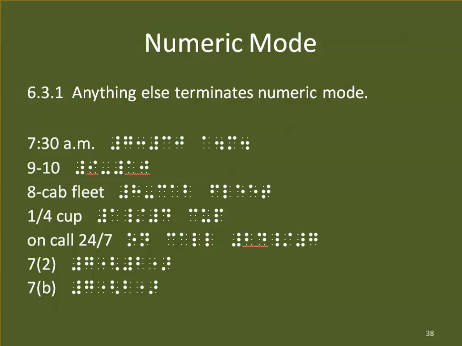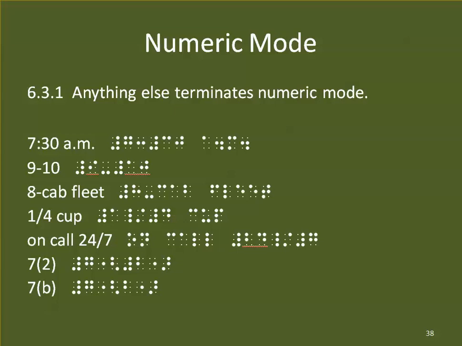Then we have 9 to 10 for the next example. A hyphen was not on that list of 6 things, so a hyphen will terminate numeric mode. So we have to start it up again after the hyphen. That's the opposite of what we did in EBAE. The hyphen did not terminate numeric mode in EBAE, the old code. The next example is also the opposite then because of this whole hyphen situation.